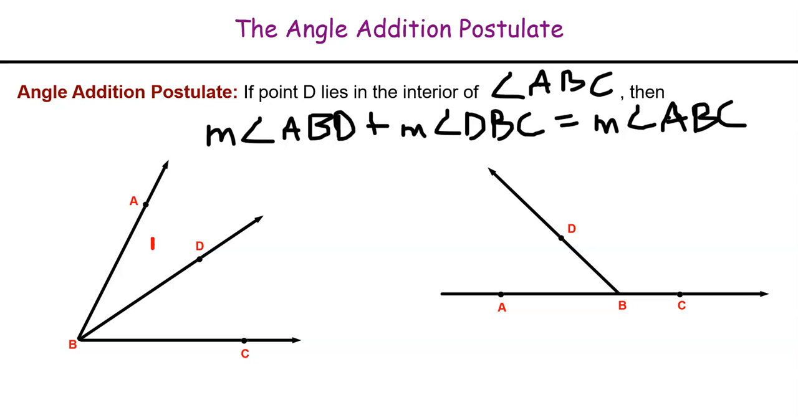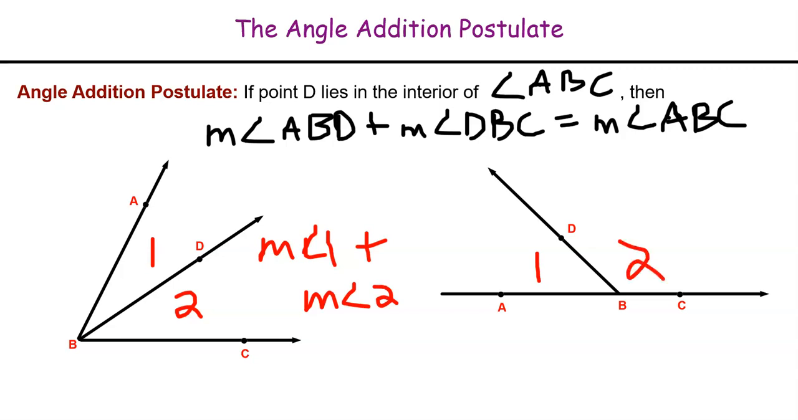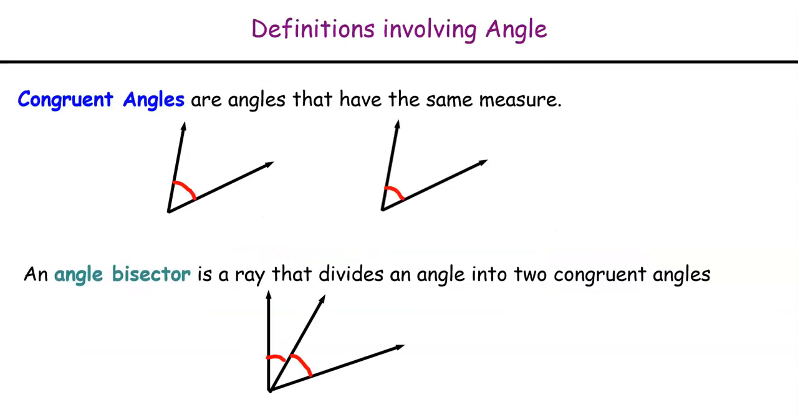So here we have, if we have angle 1 and angle 2, then the total measurement of angle ABC is measure of angle 1, that's what the little m is, plus measure of angle 2, again, in both cases. If they are formed from a straight line, then the sum of angle 1 and angle 2 is 180 degrees. Finally, last definitions involving angles. Congruent angles have the same measure, and if there's a ray that divides an angle into 2 congruent halves, we call it an angle bisector.